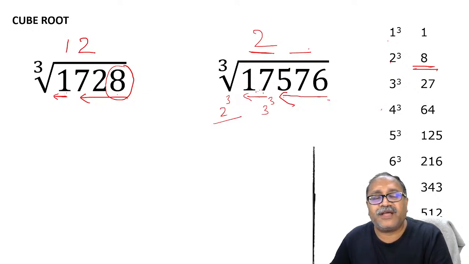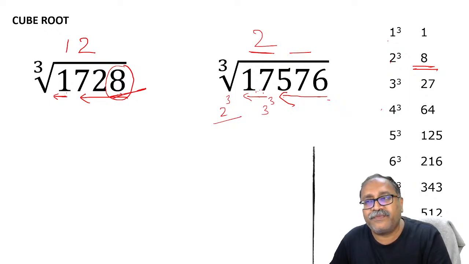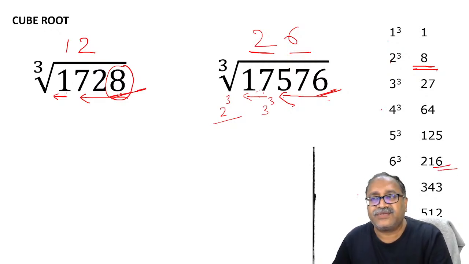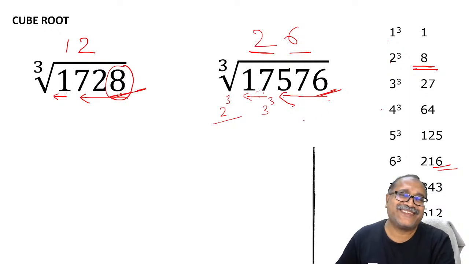And what about the last number? How did I choose the last number here? By using 8. 8 is 2 cube. In a similar way, the 6. When do I get 6? Only when I have 6. Look at this one here. That is the only case. So it's 26. That's all.